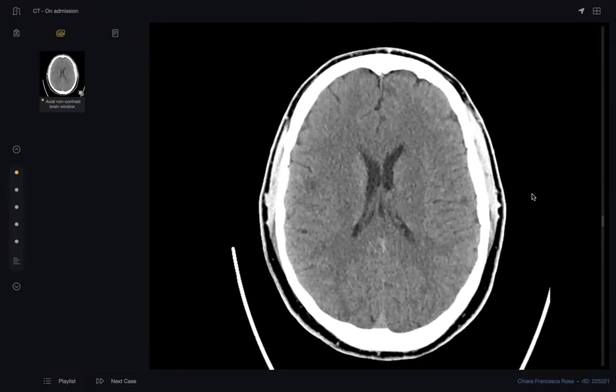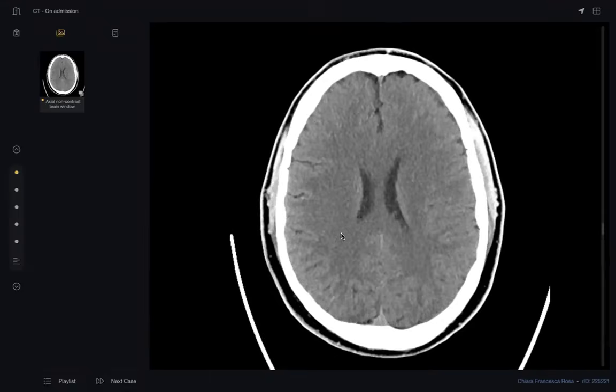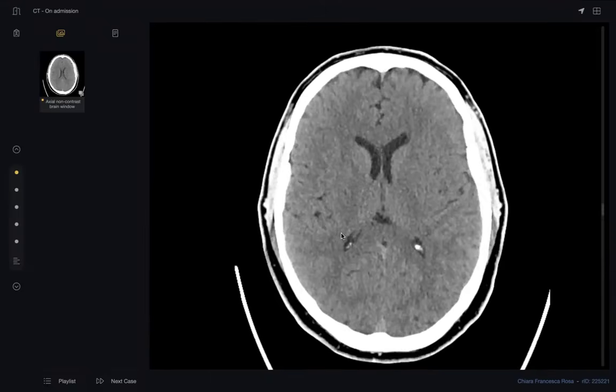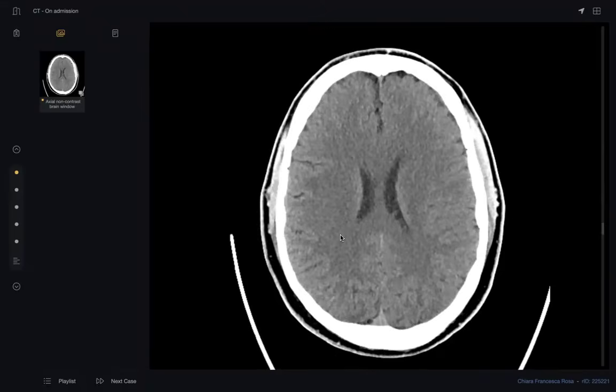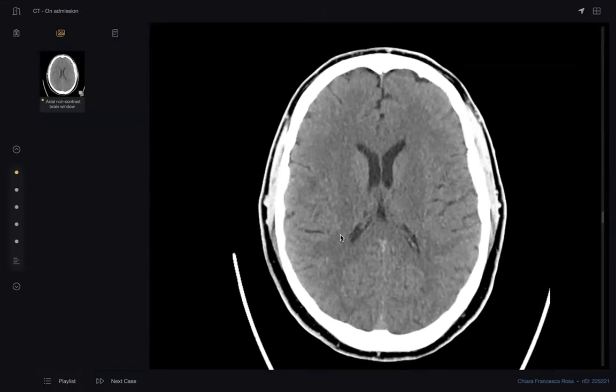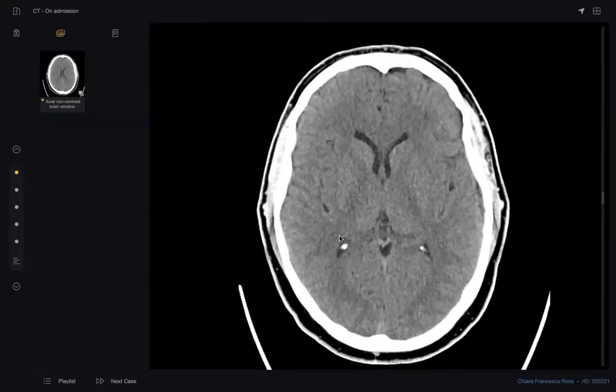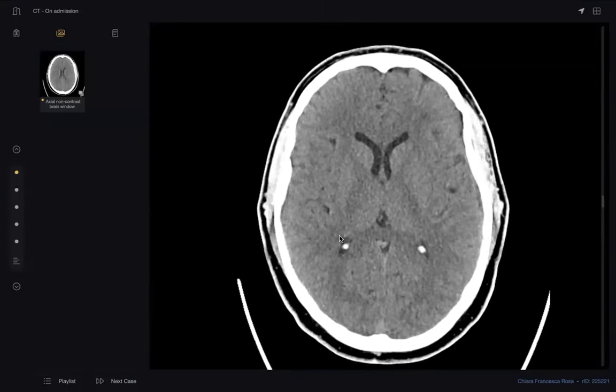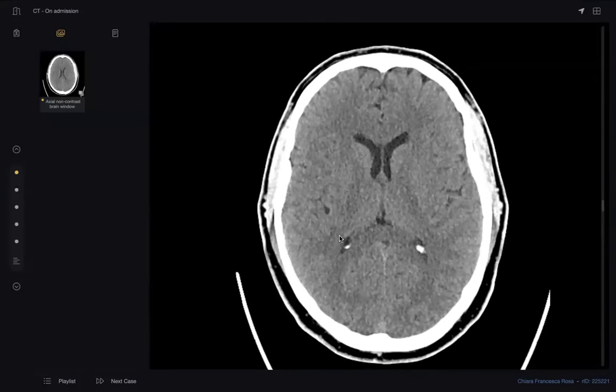Okay, here I can see there is a subtle hypodensity which is present in the right frontoparietal region. It is subcortical. I don't see any associated hyperdensity or hemorrhage. There is no midline shift, no ventriculomegaly, and there is some subtle loss of gray white matter differentiation as well.